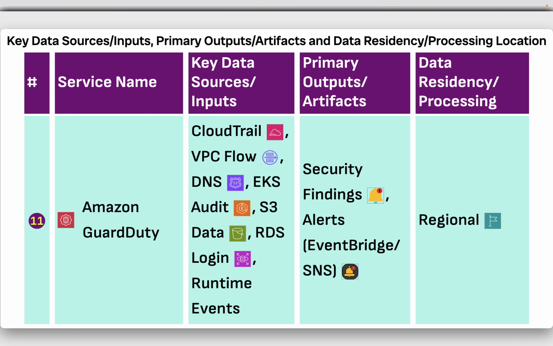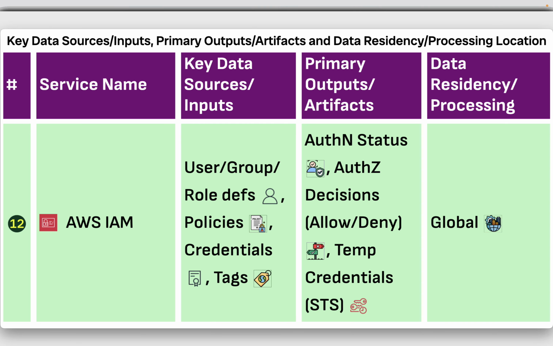Next, we have Amazon GuardDuty. Data sources are CloudTrail, VPC flow logs, DNS logs, EKS audit logs, S3 data, and RDS login, and any runtime events. And outputs are security findings and alerts, which can be EventBridge or SNS alerts. Residency is regional.